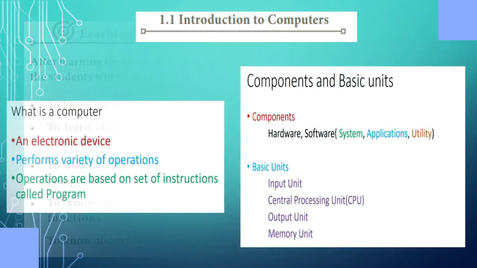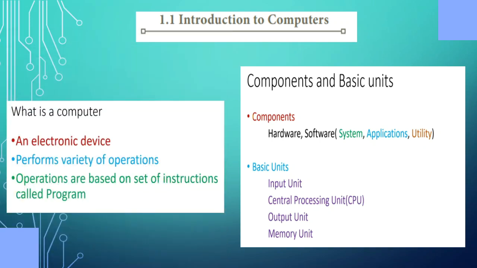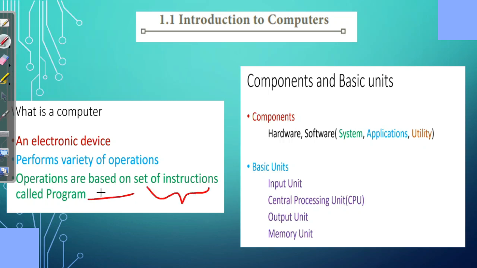Okay, students. Now we will see the Introduction to Computer. You all know what a computer is, right? What is a computer? It is an electronic device that performs a variety of operations based upon instructions. Those instructions are called programs. A program contains a set of instructions, and based upon the program, the various operations are carried out by your computer. It is one of the electronic devices.